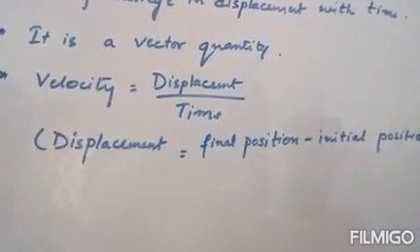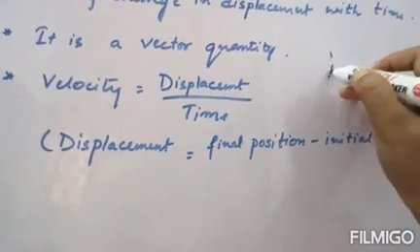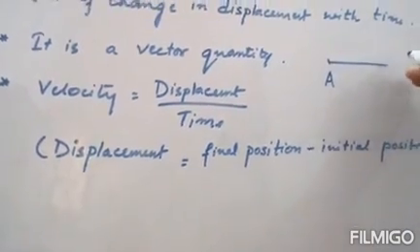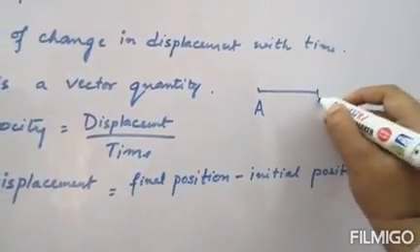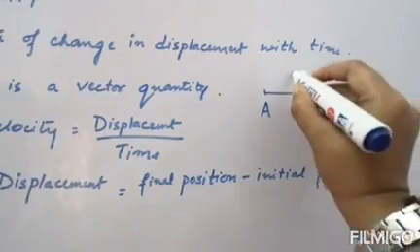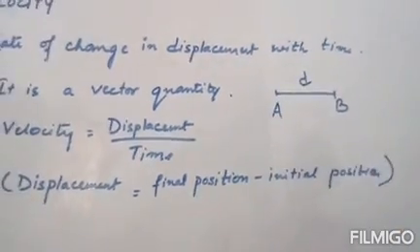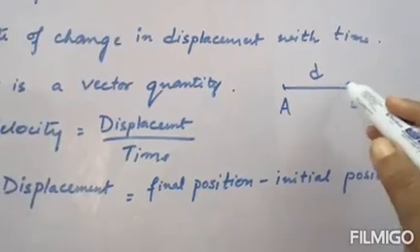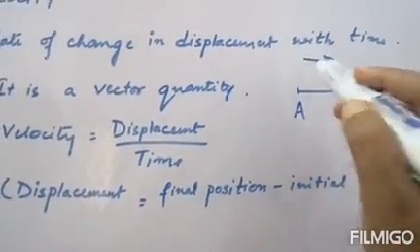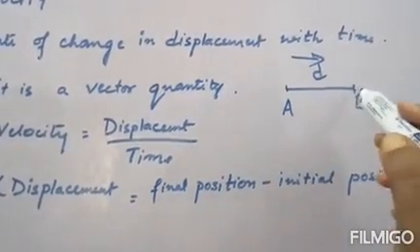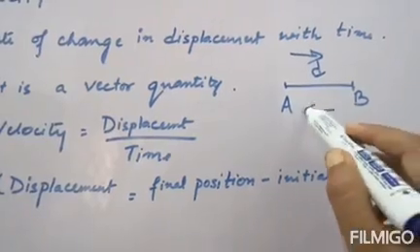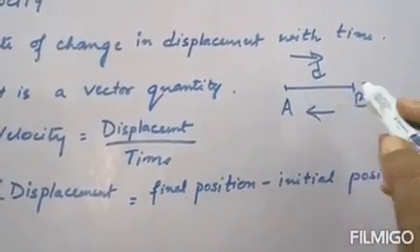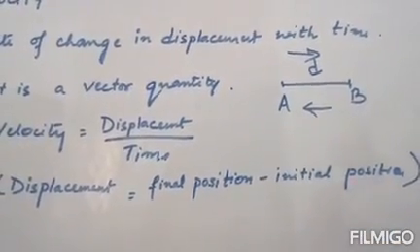Now suppose a body is moving from A to B, and the distance covered is D. Now it is coming from B to A. First it was moving from A to B, and then from B to A it is coming back. So what is the displacement in this case?